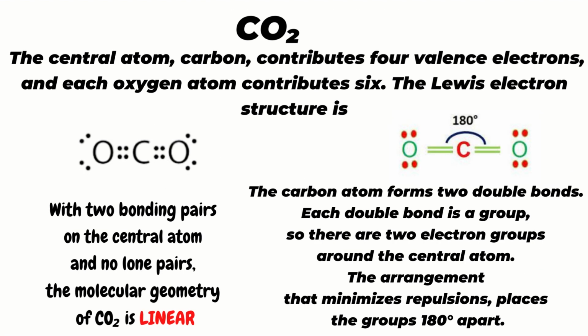Another example is CO2. The central atom carbon contributes 4 valence electrons and each oxygen atom contributes 6. The Lewis electron structure is given below. The carbon atom forms 2 double bonds. Each double bond is a group. So there are 2 electron groups around the central atom. The arrangement that minimizes repulsions places the groups 180 degrees apart. With 2 bonding pairs on the central atom and no lone pairs, the molecular geometry of CO2 is called linear.